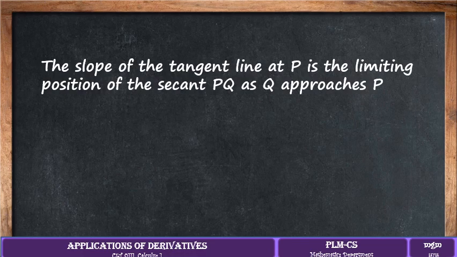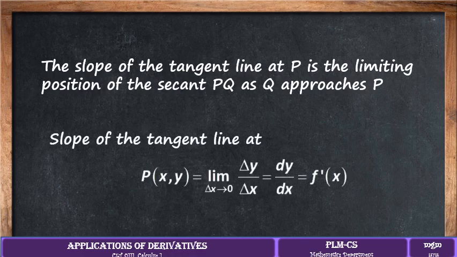And by the definition of the derivative of a function, we have the slope of the tangent line at the point P(x, y) is equal to the limit of delta y over delta x as delta x approaches 0, which is also equal to the derivative of y with respect to x, which is the same as f prime of x.